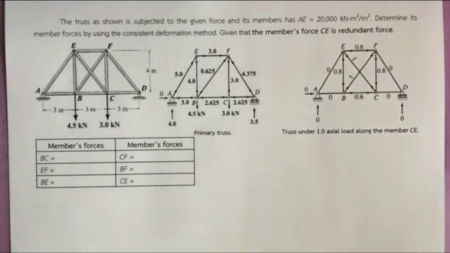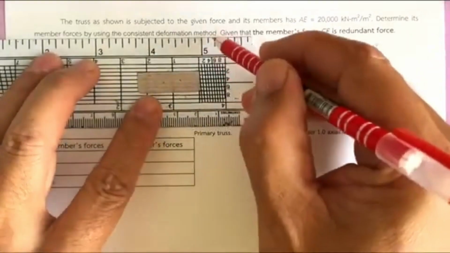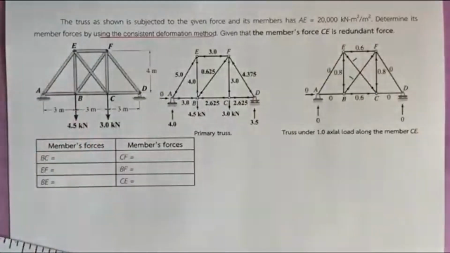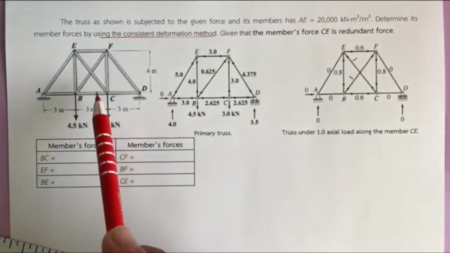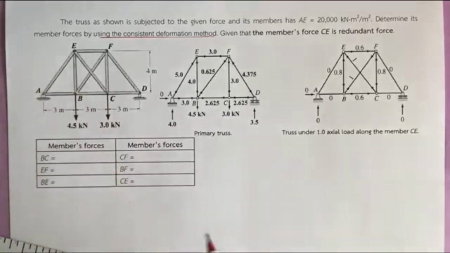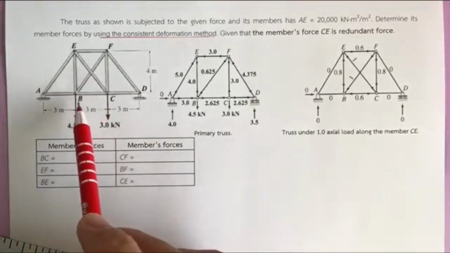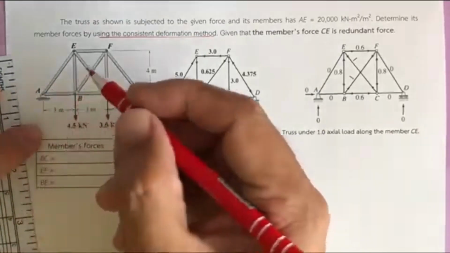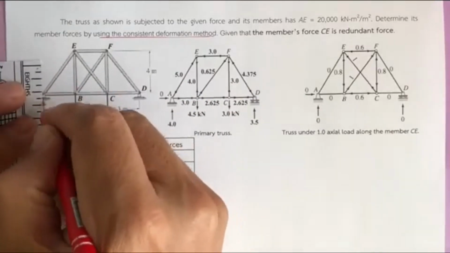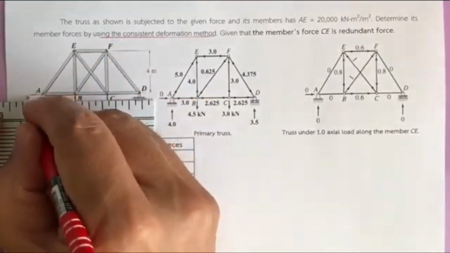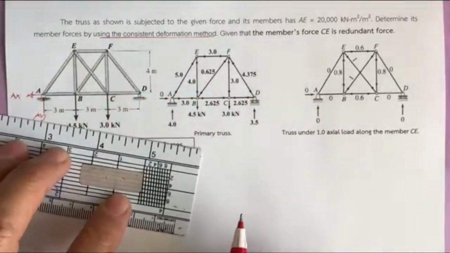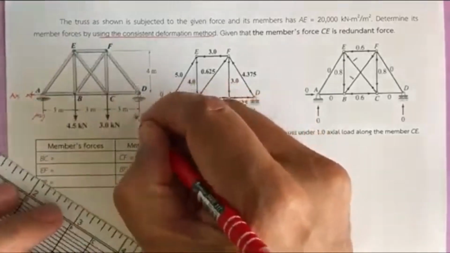We are going to study the use of the consistent deformation method to analyze this statically indeterminate truss. This truss has internal indeterminacy, since it has more members in the BCEF interval. If you consider this truss, you may see A is a pin, right? So we may have this A sub X and this A sub Y. We can also determine this one, the D sub Y.